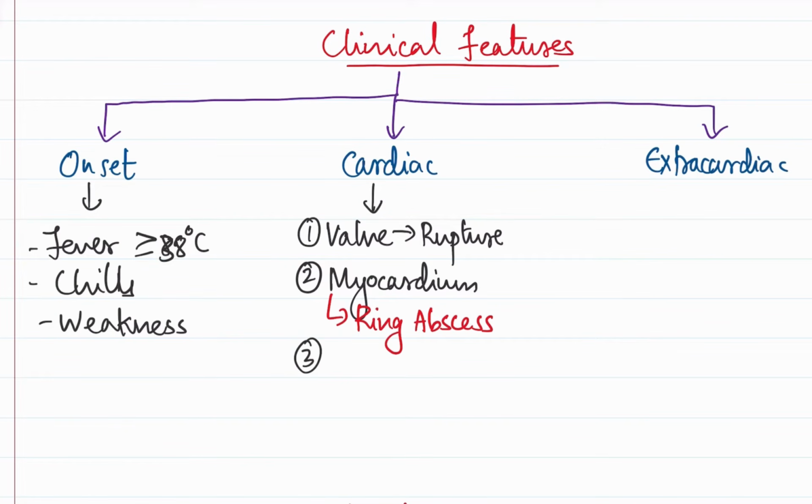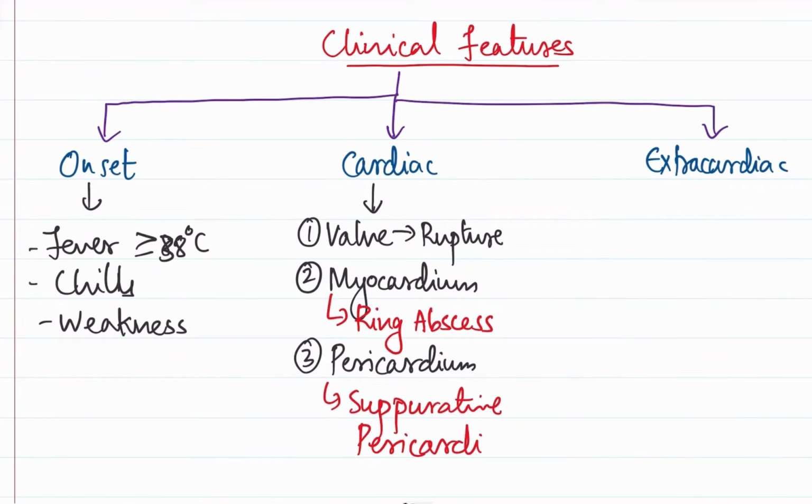And third one, it may involve the pericardium. It may extend into the pericardium, and it may cause a pericarditis, a suppurative pericarditis. So these are the cardiac features which we see in infective endocarditis. What about the extra cardiac features? Extra cardiac features we actually divide into two subdivisions.